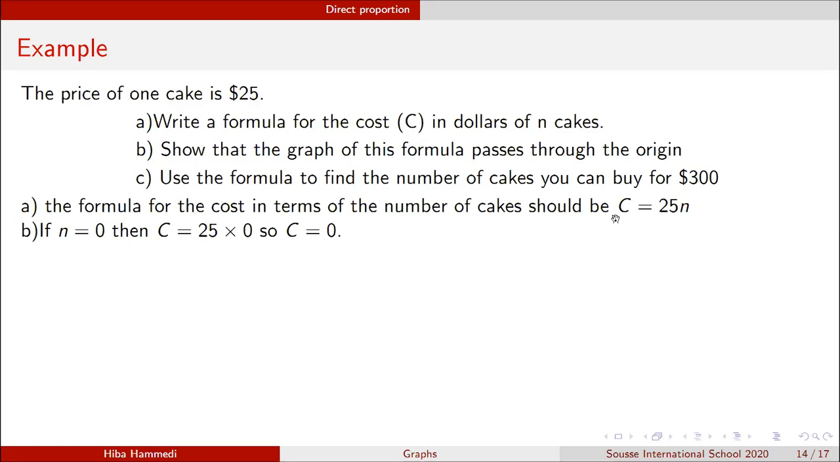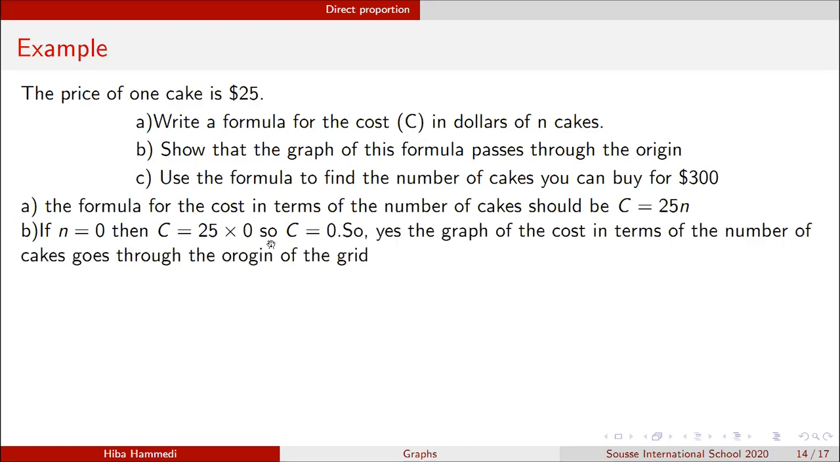Now, to show that this is a graph that passes through the origin, I just need to check that if n is equal to 0, then C is equal to 0. So when n is equal to 0, I just need to substitute in the formula of C. So C is equal to 25 times 0. So C is equal to 0. And I can deduce that the graph of the cost passes through the origin of the grid.